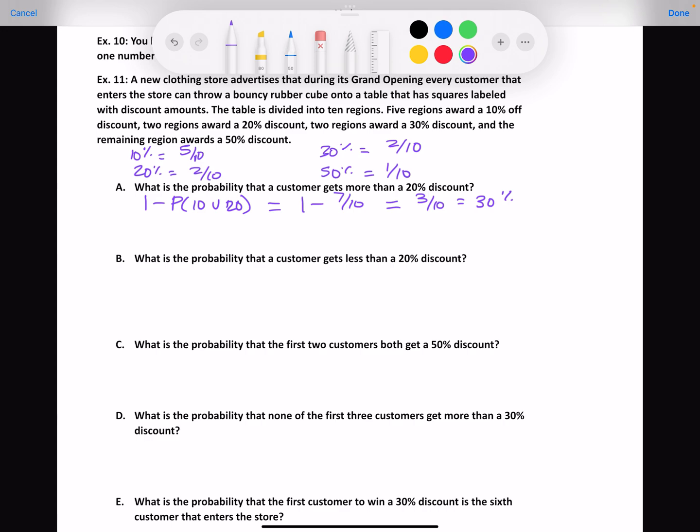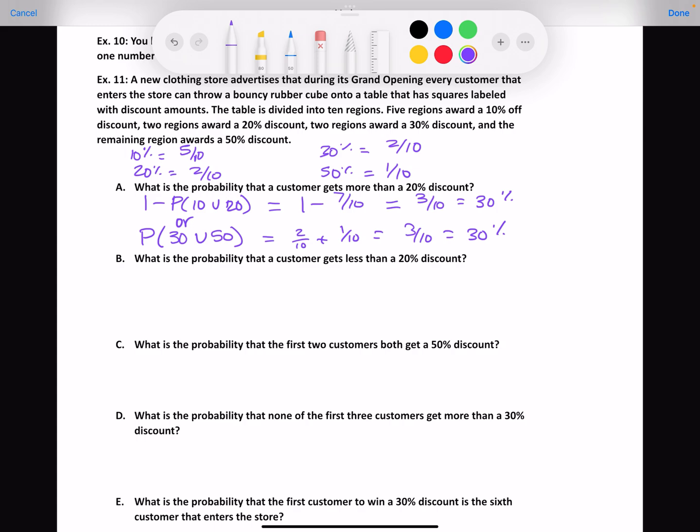The other way you could have done this is the probability of 30 union 50, which would have been 2 out of 10 plus 1 out of 10, which is 3 out of 10 or 30%. Okay, either way works. You do not have to have both. You've got to have one or the other. The first one was the complement, so it's 1 minus anything 20% or less.